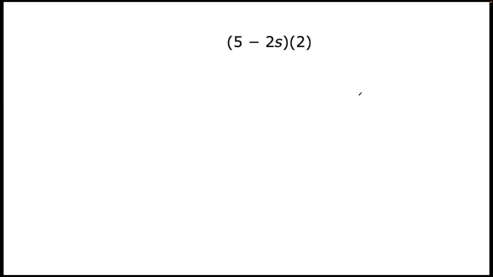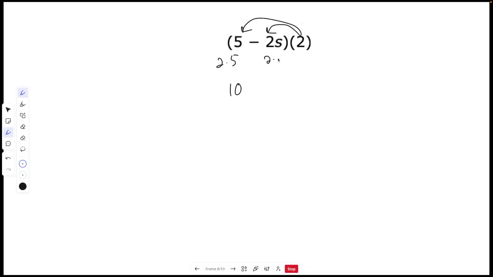All right, for this problem, you'll notice that the number has been moved. Before, the number was at the beginning, now it's been moved to the end. So good news is we still follow the same process, which is I'm just going to distribute, right? And let's distribute here first. So we do 2 times 5, which is 10, and then 2 times negative 2s, which is negative 4s. So 10 minus 4s is the final answer.